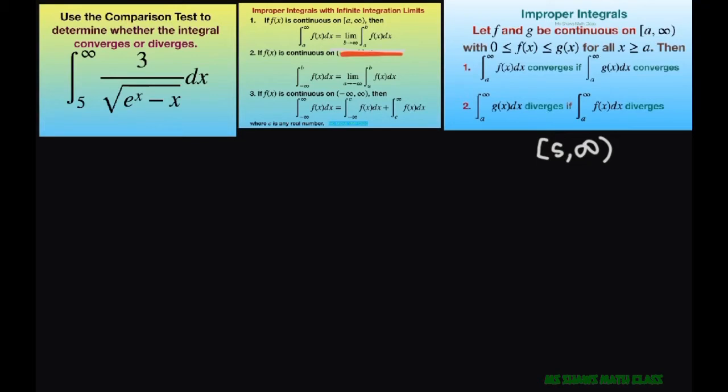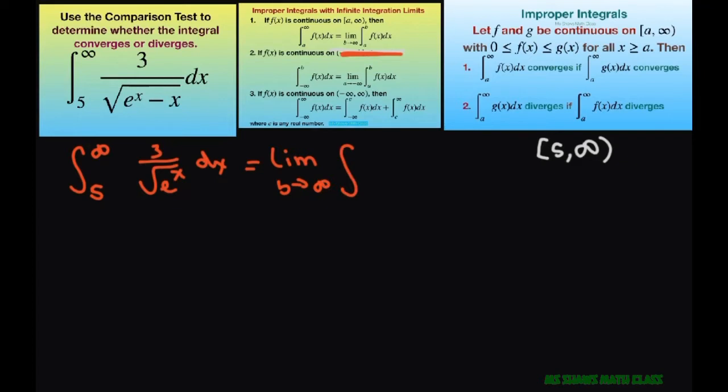Now let's choose, or let's compare to 3 divided by the square root of e to the x. It's pretty easy to integrate. So I would write this as the limit as b approaches infinity. You change your infinity to b, and 5, and let's rewrite this as 3 times e to the negative x divided by 2 power dx.